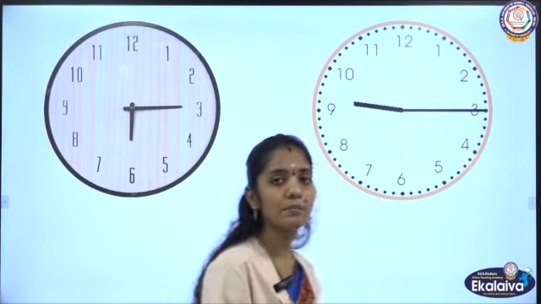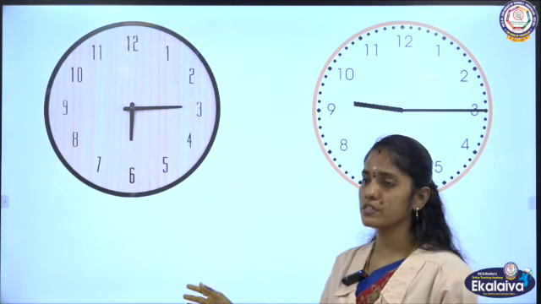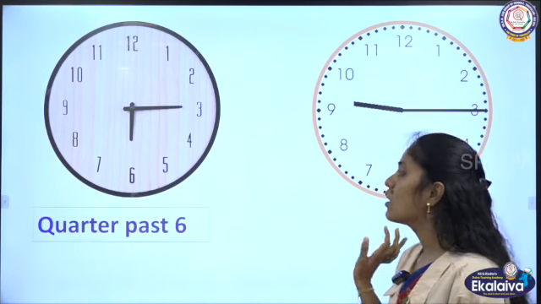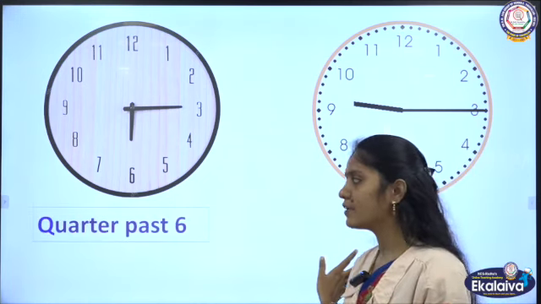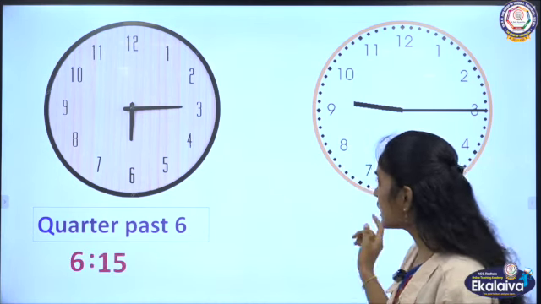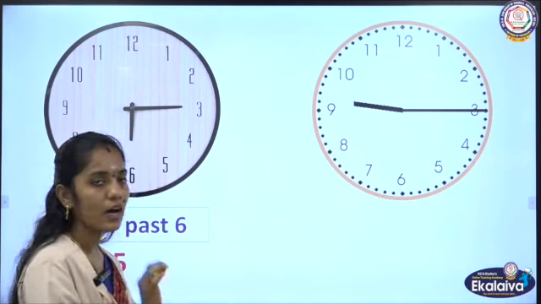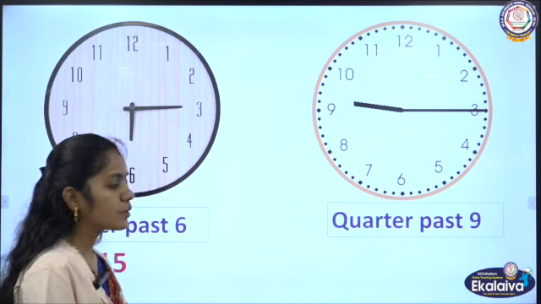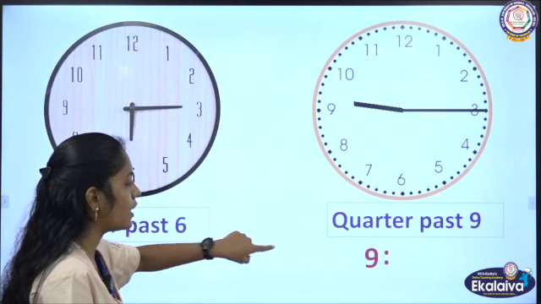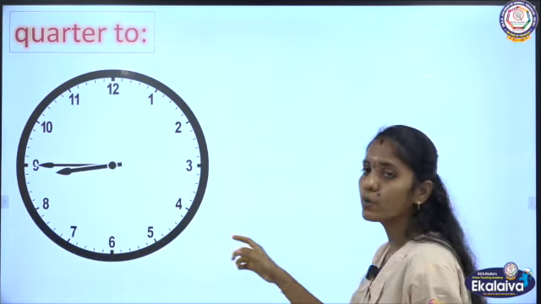Now we will read time in these two clocks. Here in the first clock, the hour hand is just after 6. The minute hand is at 3. We say it as quarter past 6 or 6:15. We write 6:15 as 6:15. In the second clock, the hour hand is just after 9. The minute hand is at 3. We say it as quarter past 9 or 9:15. We write 9:15 as 9:15.